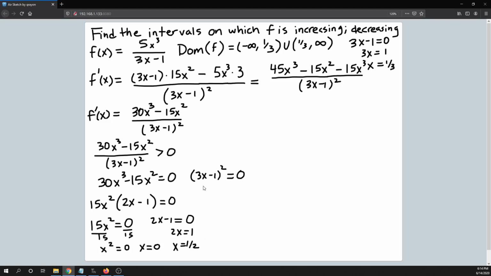All right, and so that's all of the solutions of this equation over here. Next up, we need to solve this equation, 3x minus 1 quantity squared equals 0.